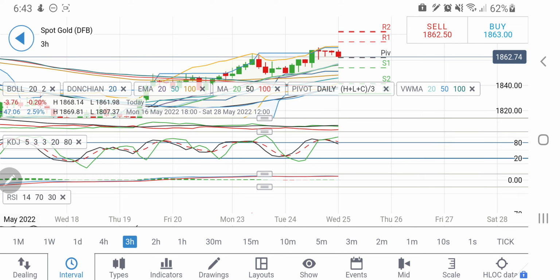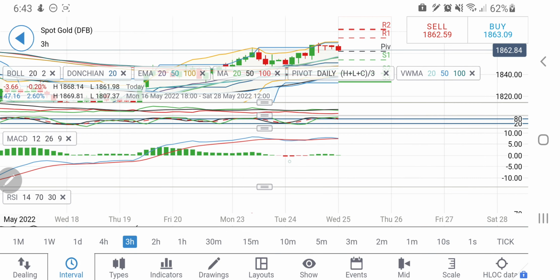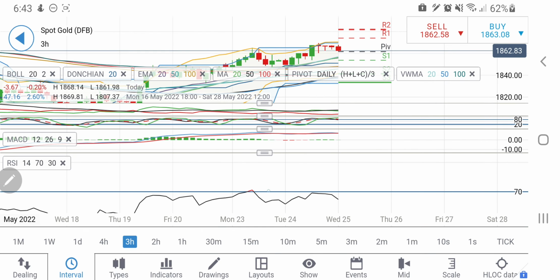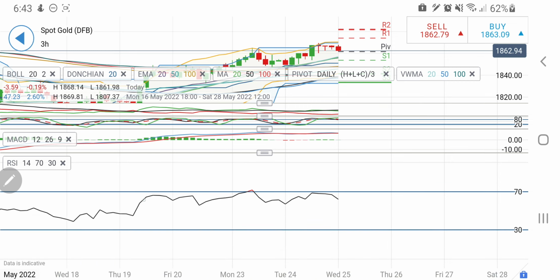See, the 3 hour stochastic is overbought here. Hence it may try to drop a little. MACD is also on the verge of crossover. Hence it may try to drop a little. RSI is looking downwards here.